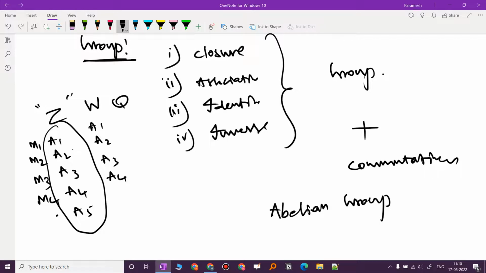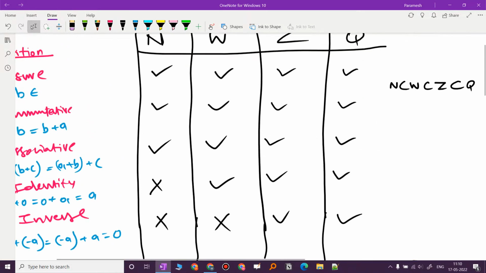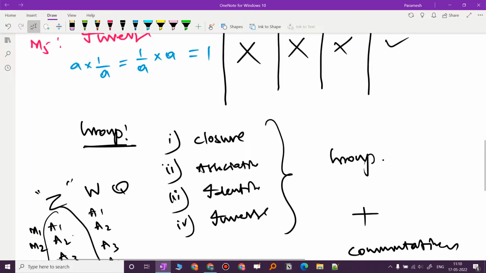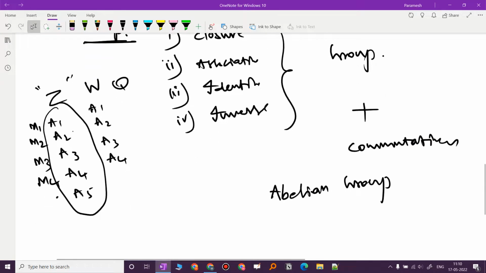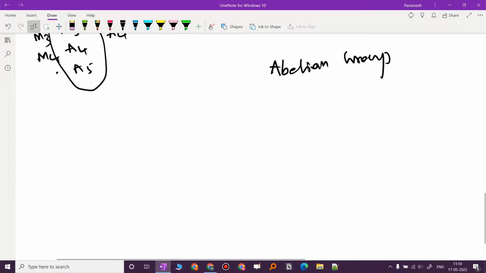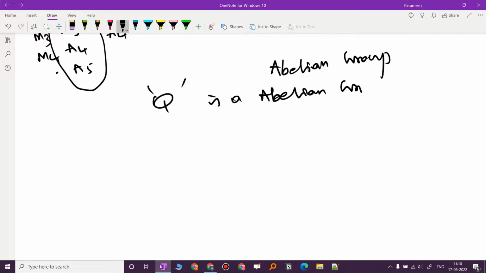But suppose you take Q. Q satisfies all the properties under addition and under multiplication. See, observe the table. Q satisfies all five properties. So that's why it is an Abelian group. What is the best example of an Abelian group? Q is an Abelian group. The rational number set is an Abelian group in both binary operations.